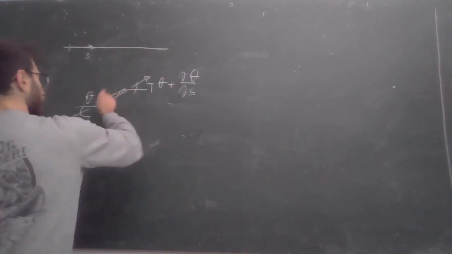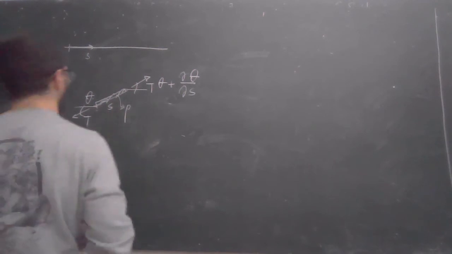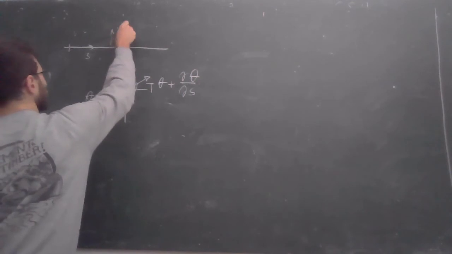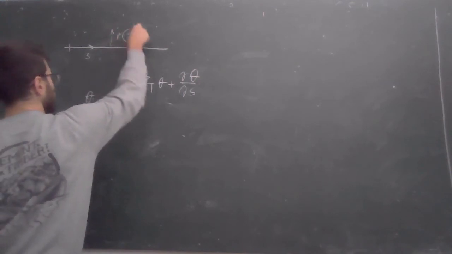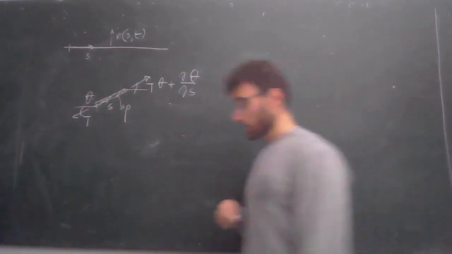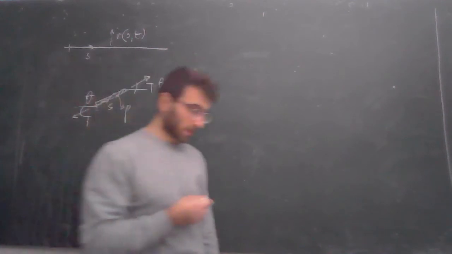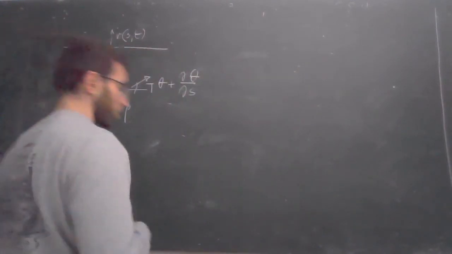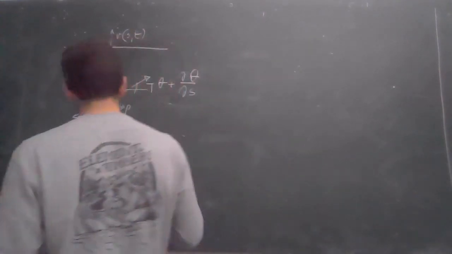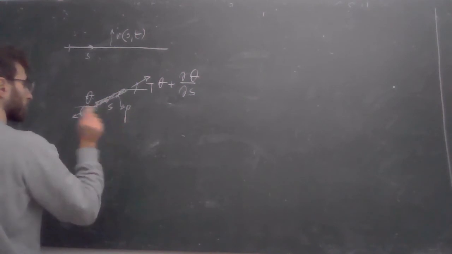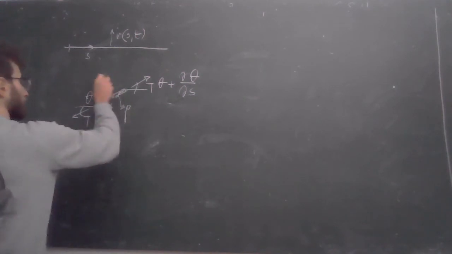The string has mass density rho, and we call v of s,t the displacement field of the string. It is a function of two variables, the abscissa, which spans the length of the string, and the time t. So we write the equilibrium equation of this infinitely little element of string of length ds.